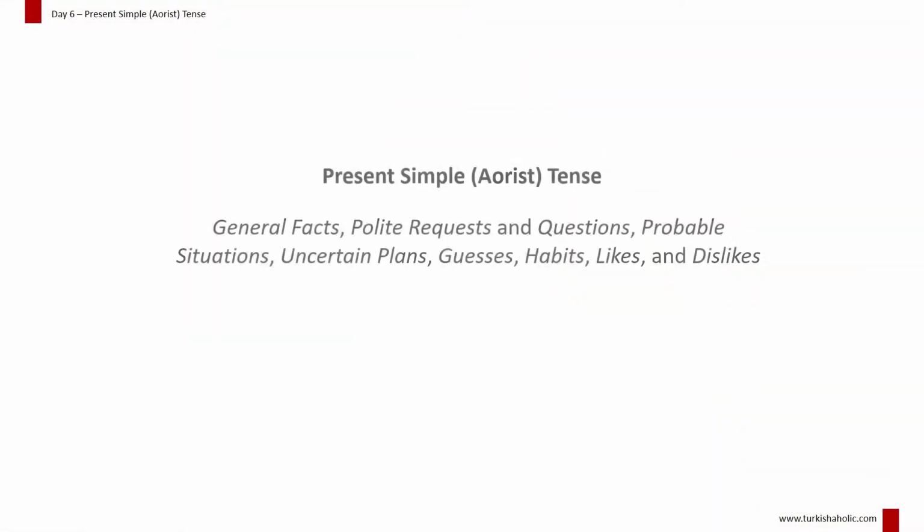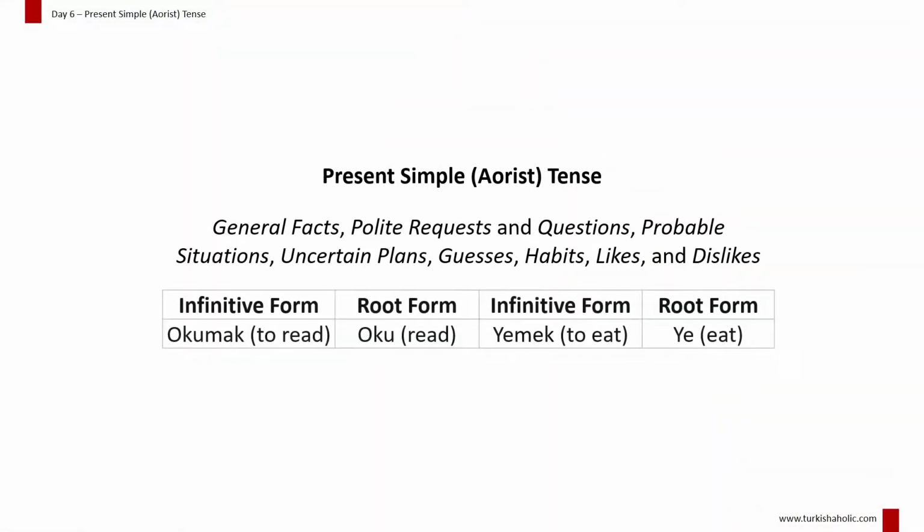The present tense with the aorist is used to talk about general facts, polite requests and questions, probable situations, uncertain plans, guesses, habits, likes and dislikes. The basic rule for adding a tense conjugation to a verb is by erasing the infinitive suffix "mek/mak" from the end of the verb and adding the required tense suffix in addition to the personal suffix.